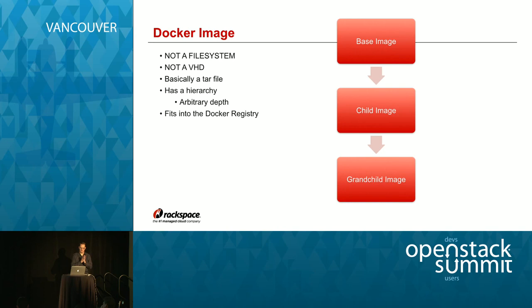So let's talk about Docker images. A Docker image is definitely not the same thing as a Glance image. It's not the same thing as a virtual hard drive or a virtual machine image. It is essentially a tar file with some additional metadata in it. And these things have a hierarchy, meaning that an image at the very root of the hierarchy is called a base image. And you can actually create your own from scratch if you want, like an empty one, and you can put your own stuff in it. That's one way to do containers.